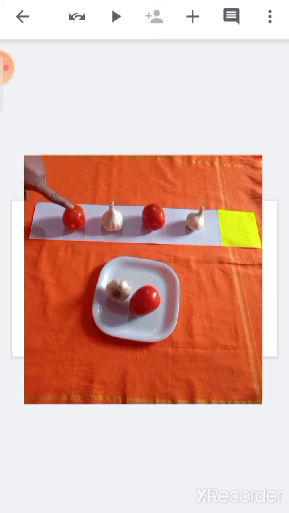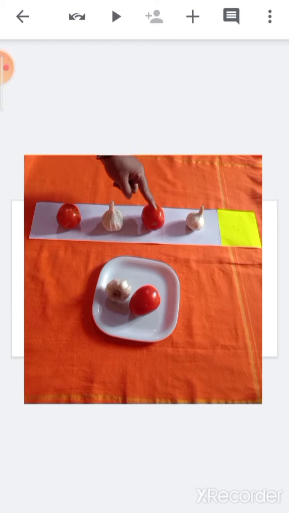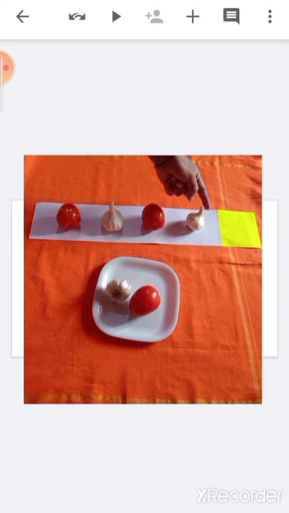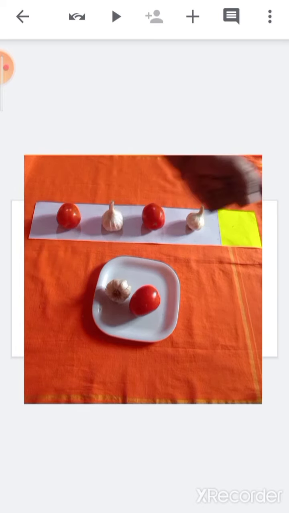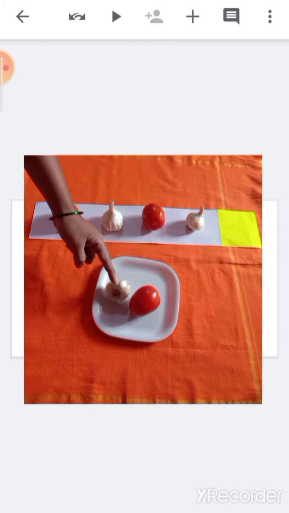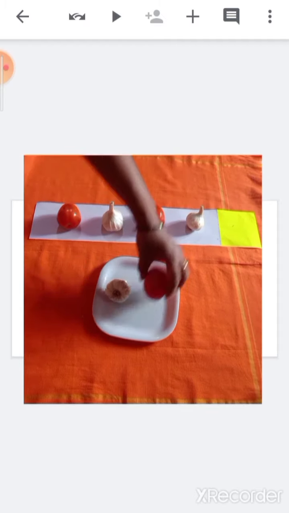Children, this is a tomato. What is there after tomato? Garlic. What is there after garlic? Tomato. What is there after tomato? Garlic. So, what will come after garlic? A tomato or a garlic? A tomato.